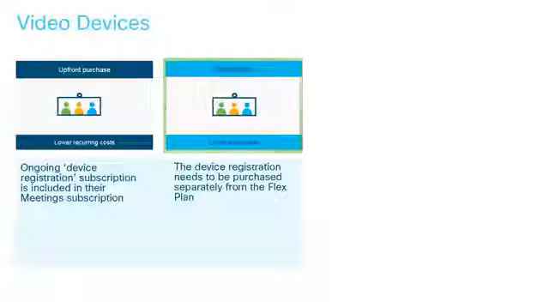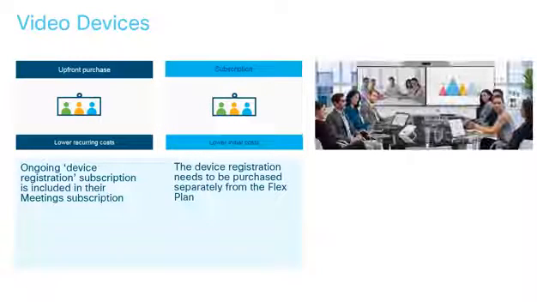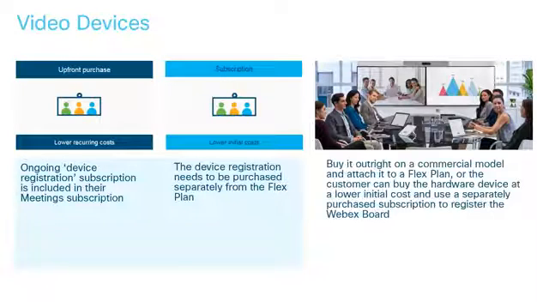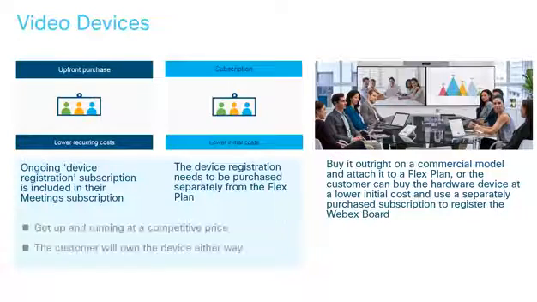If they purchase the device via subscription, the device registration needs to be purchased separately from the Flex Plan. For example, let's consider the Cisco Webex board. The customer can buy it outright on a commercial model and attach it to a Flex Plan, or the customer can buy the hardware device at a lower initial cost and use a separately purchased subscription to register the Webex board. The customer can get up and running at a competitive price, while the partner gets recurring revenue on the subscription. The customer will own the device either way after payments are concluded. There are a wide variety of devices available under this plan.